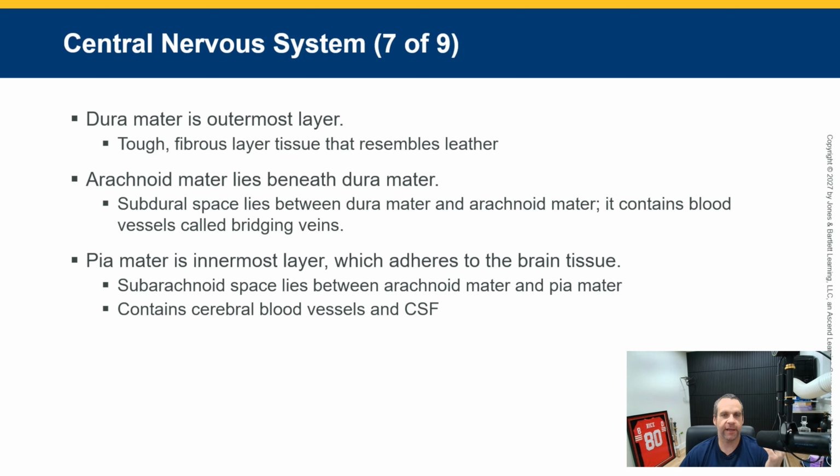Then we have the pia mater, and this is the most innermost layer, and it rests directly against the brain. So between the arachnoid and the pia is the subarachnoid space, which contains, again, more blood vessels and something called cerebral spinal fluid. Now, a useful memory aid is that sub means beneath. So subdural means beneath the dura, and subarachnoid is beneath the arachnoid. Okay, makes sense. Perfect.